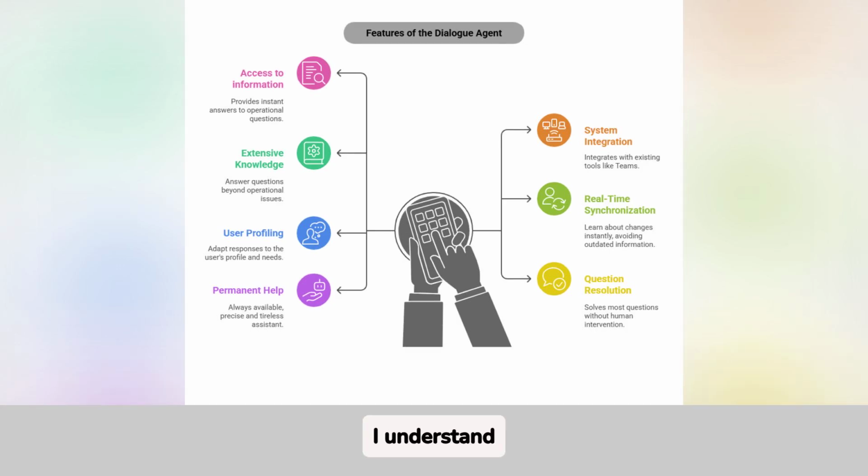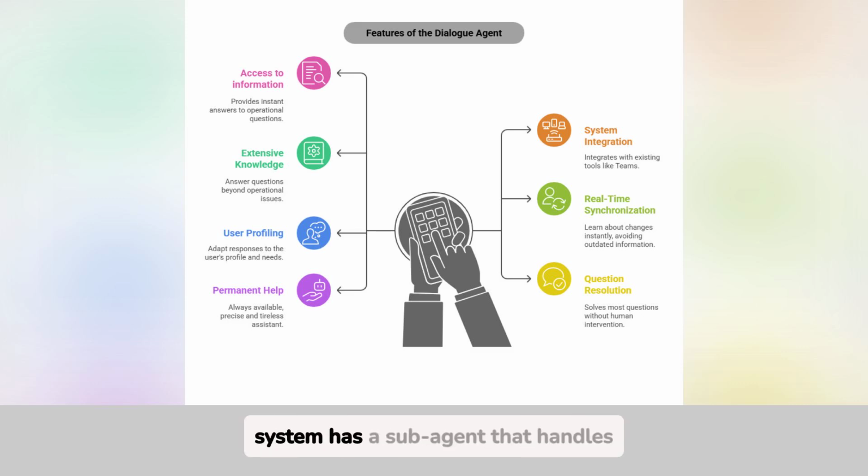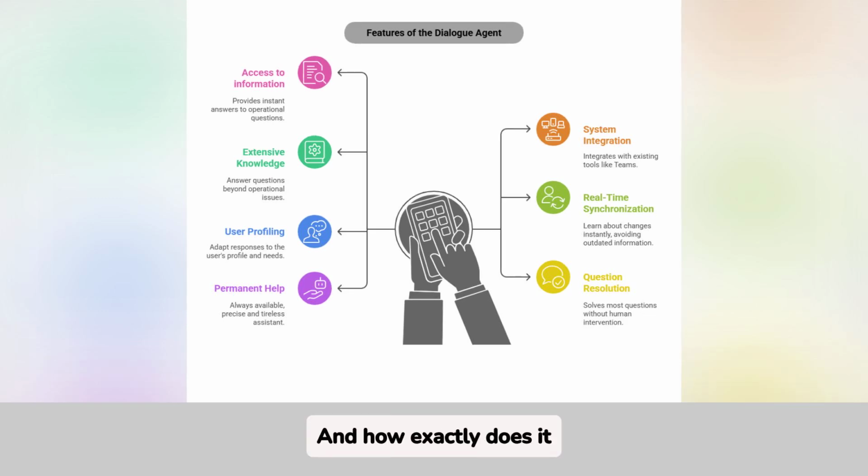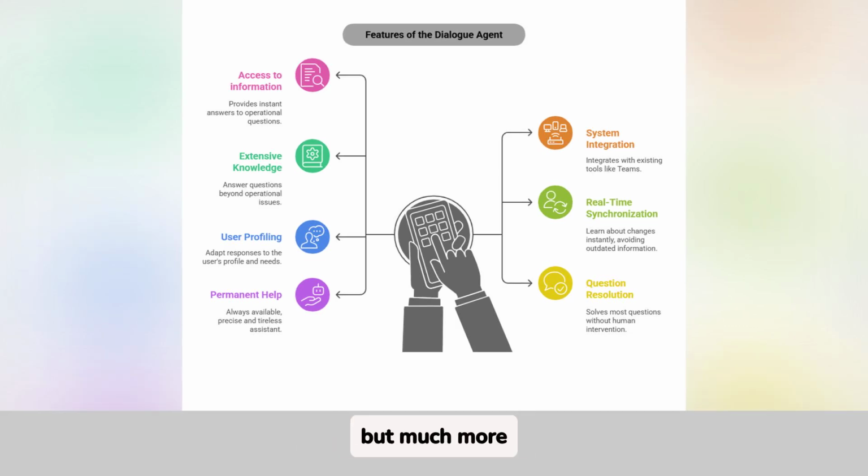I understand perfectly, and it's not unusual. As a company grows, information flows and updates multiply. That's why the multi-agent system has a subagent that handles this automatically and constantly, the dialogue agent, also known as the intelligent internal chatbot. And how exactly does it work? Is it like those customer service bots we see on websites? The idea is similar, but much more advanced.